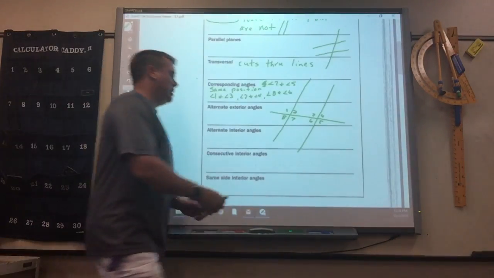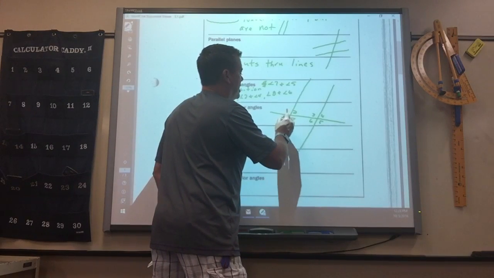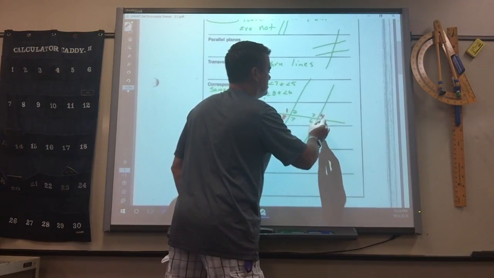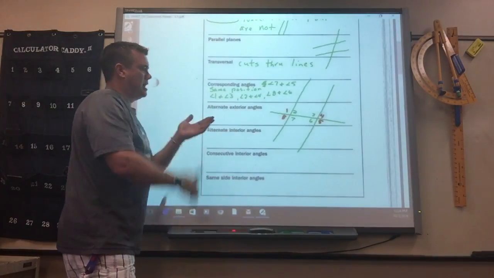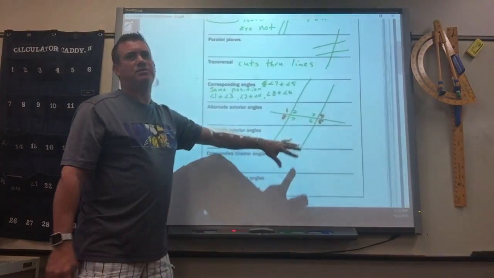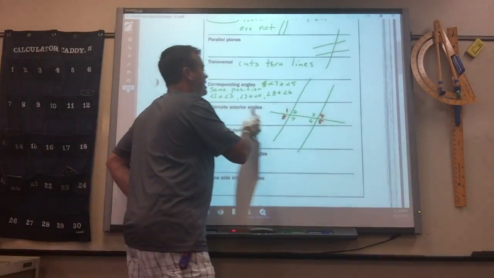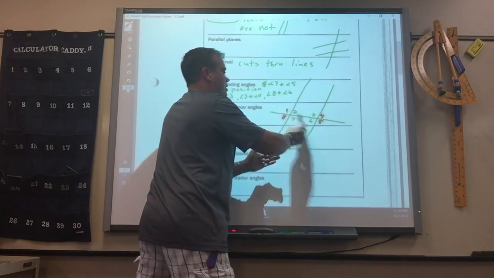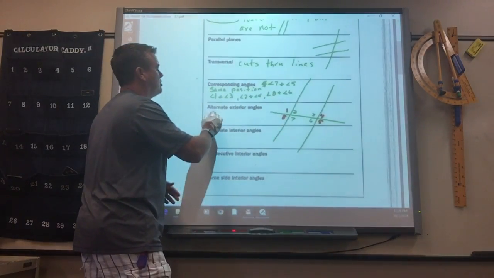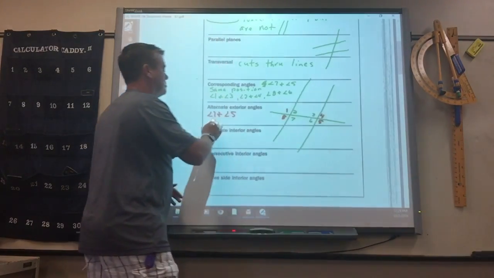Alternate exterior. In this picture, these angles are exterior because they're outside the two parallel lines. And they don't have to be parallel. Even if these lines aren't parallel, they're still called the same types of angles. So alternate exterior would alternate on either side of the line. 1 is on here, 5 is there. So they're alternate exterior. And then 8 and 4.